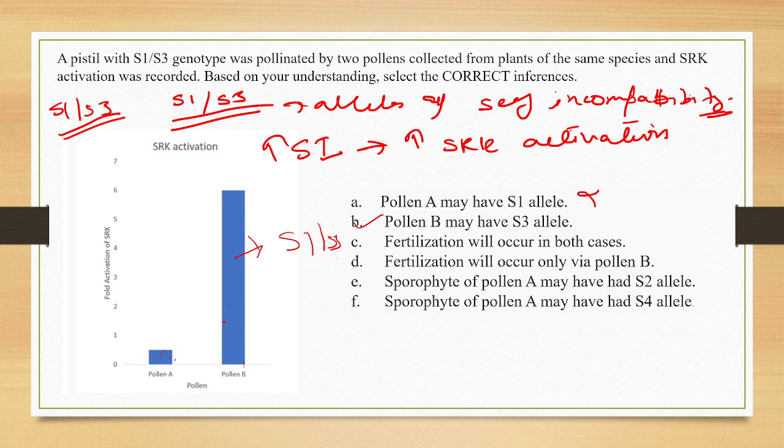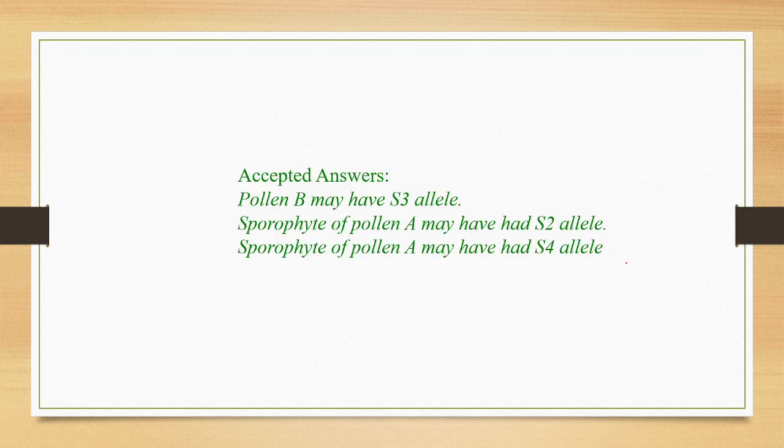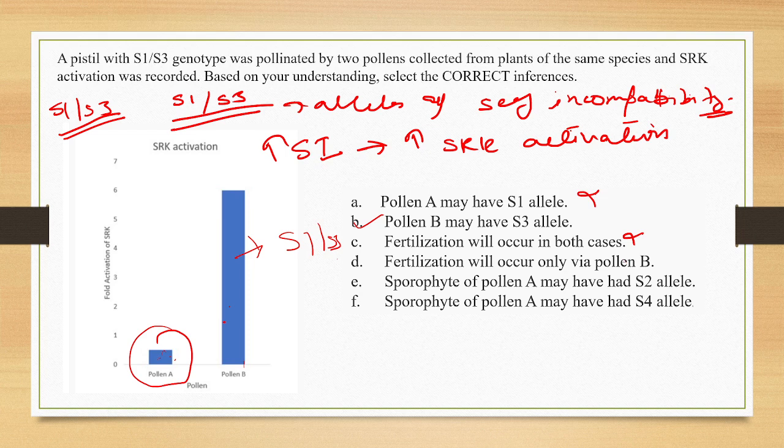Fertilization will occur in both the cases. Here, the chances of fertilization are very less because there is self incompatibility. So, this is wrong. Fertilization will only occur via pollen B. See, there would be some amount of fertilization with pollen A also, but it would be very less. So we cannot say it only occurs with pollen B. We can say that more will occur with pollen B. This is also wrong.